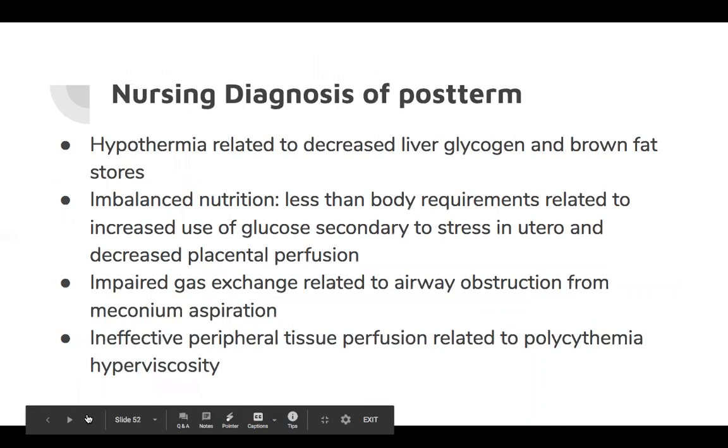Some nursing diagnoses of the post-term: hypothermia, imbalanced nutrition, impaired gas exchange, and ineffective peripheral tissue perfusion. And many of those we can see in our preterm as well, right?